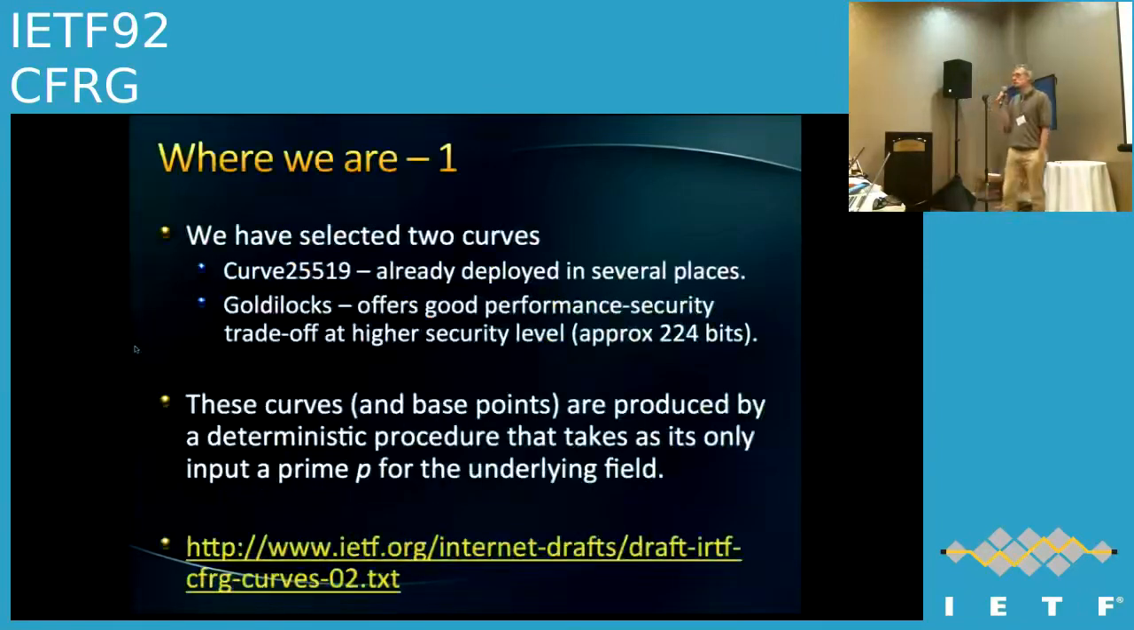As Adam said, the group has finally selected 2 curves, one of which is Curve25519, which is already deployed in many places, and the other is colloquially known as the Goldilocks curve. It's called Curve448 in the current version of the draft. This curve offers a good performance-security trade-off at higher security level, approximately 224 bits. There was a lot of discussion on the mailing list about exactly which security level we should target and how we should trade off security and performance, and this is where the list ended up.